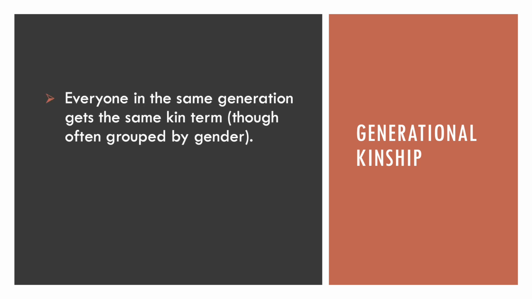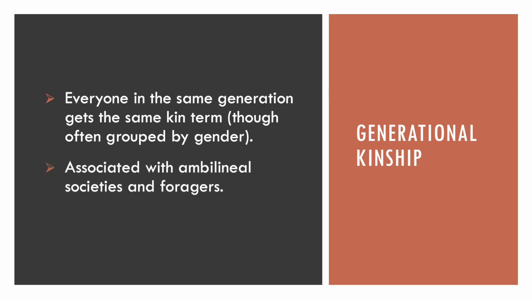All right. Now let's talk about generational kinship, which we saw in the Hawaiian example. In this system, everyone in the same generation gets the same kin term, although they're often grouped by gender. So maybe everybody in the parent generation is mom and dad. Everyone in the grandparent generation is grandma and grandpa. Everyone in the child generation is son and daughter. Everyone in your generation is brother and sister.